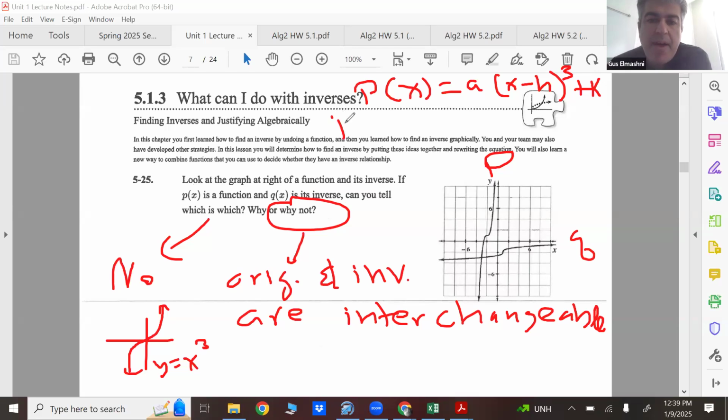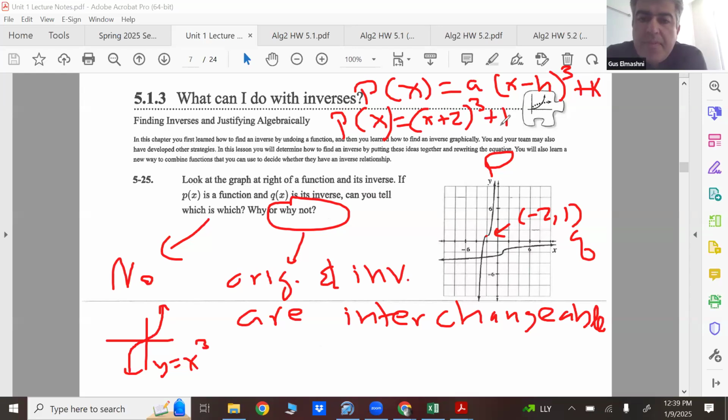So P of x, all right. Ooh, good point. Okay. Actually, I didn't see that. Good call. So it is going by two. So actually, where's the center of that graph? Truly, not negative one comma one, but negative two comma one. Thank you for catching that. So I'm gonna write it like this: x plus two, cubed, plus one. So that'll be P of x.